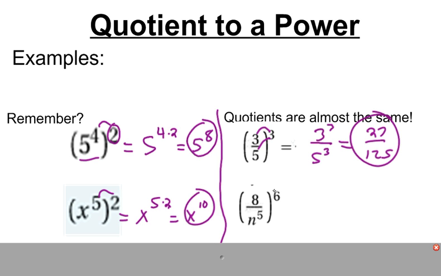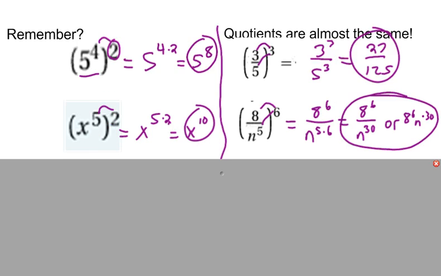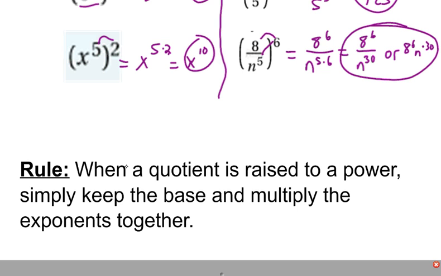On the second one, distribute it to that and distribute it to that. Now the top one is just going to be 8 to the 6th power, because there's no power on the 8. The bottom one is going to be that n, kind of like we did before, to the 5 times 6th power, which will be 8 to the 6th power over n to the 30th power. Or if you want to bring that n on top, it would be 8 to the 6th power times n to the negative 30th power. Okay? So that's how you do the quotient to a power property. All right, so here's that rule again.